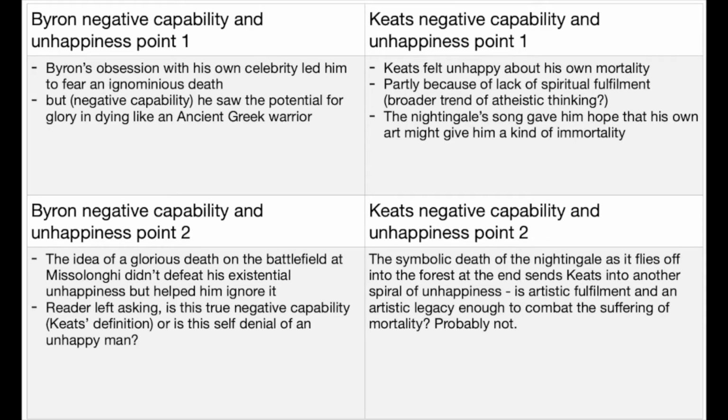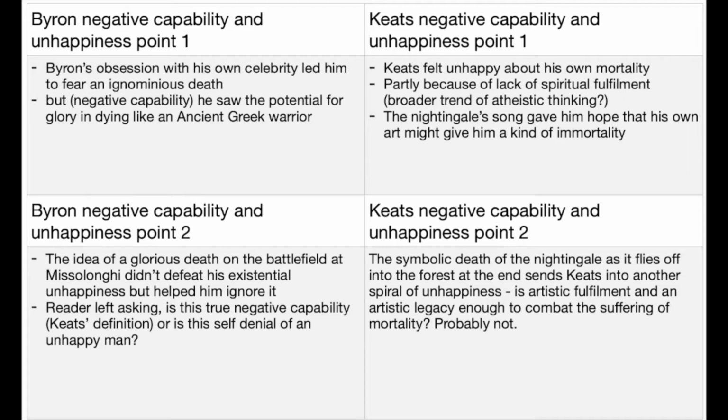Compare your plan to this example. I'd like you to reflect on a few points. Did you stick to the precise, narrow focus of negative capability and unhappiness? If you don't know the poems well enough at the moment, the temptation will have been to make general points about the poems. In that case, you need to return to the 2 poems, do a bit more revision so that your argument is as precise and focused as it needs to be.